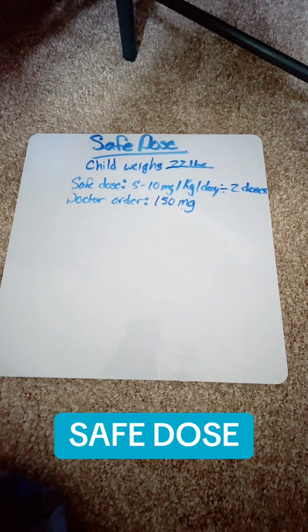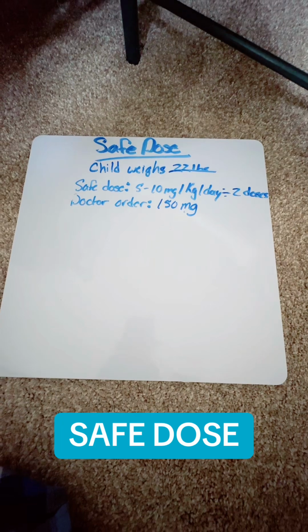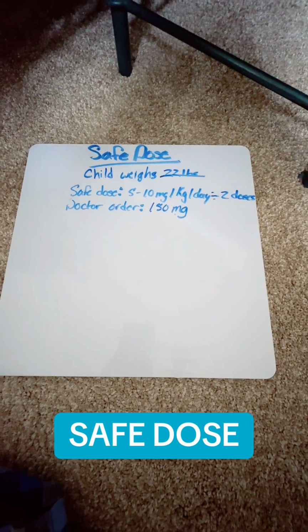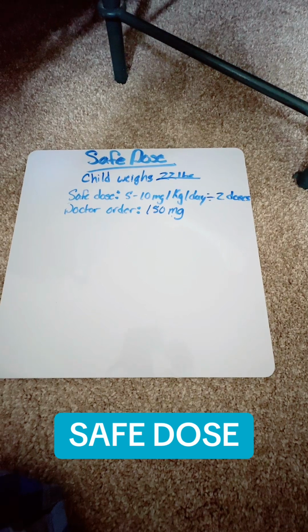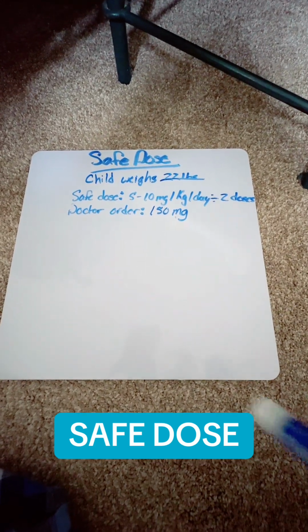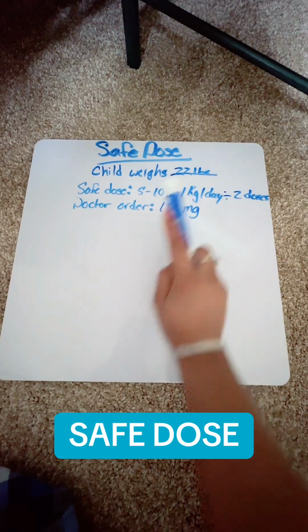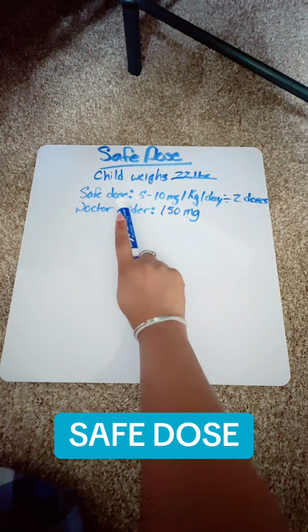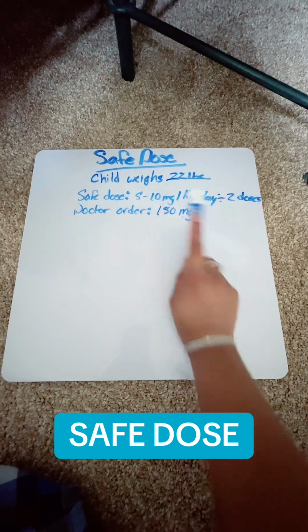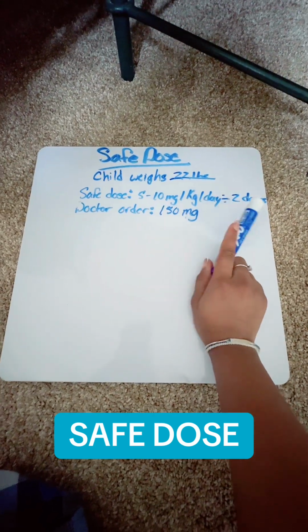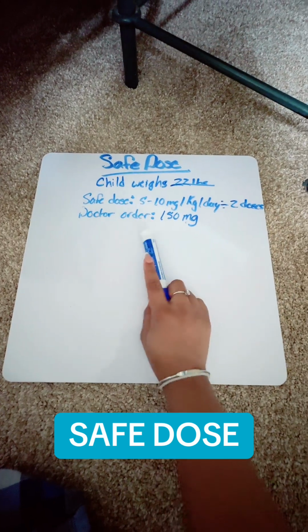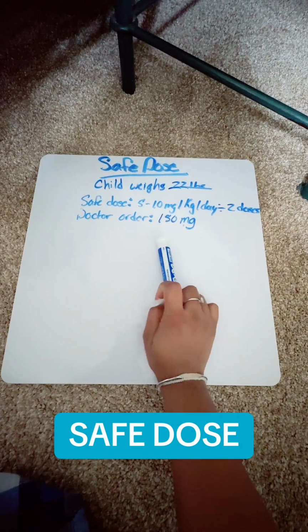All right, you guys. So I'm gonna jump into a little bit of pediatric math, and it's a safe dose. I see a lot of people struggle on this, so I'm gonna do a video on it. So it says our child weighs 22 pounds. The safe dose, which is on our medication, is 5 to 10 mg's per kg per day, divided into two doses. Our doctor's order is 150 mg's.